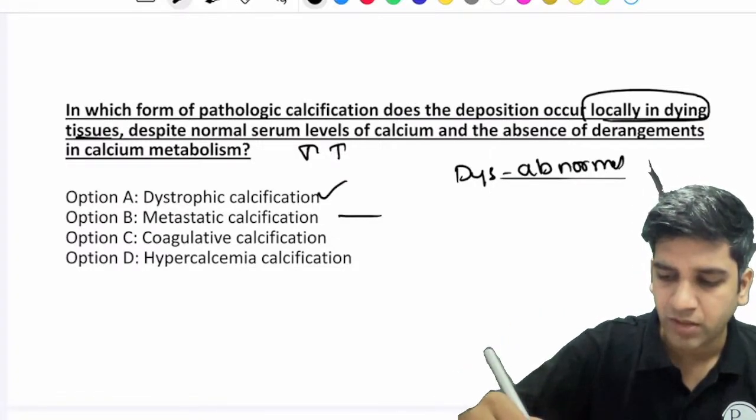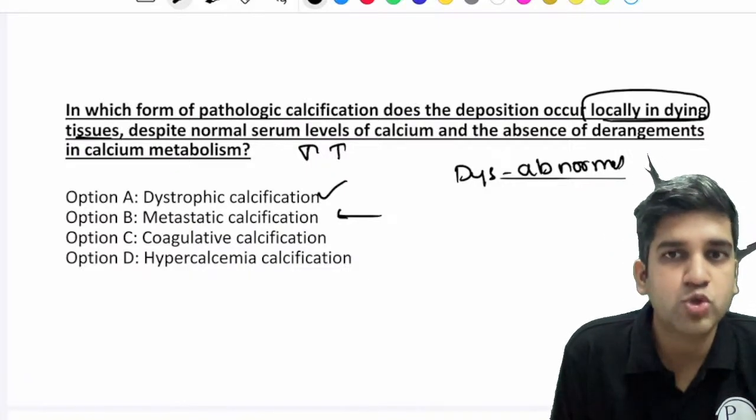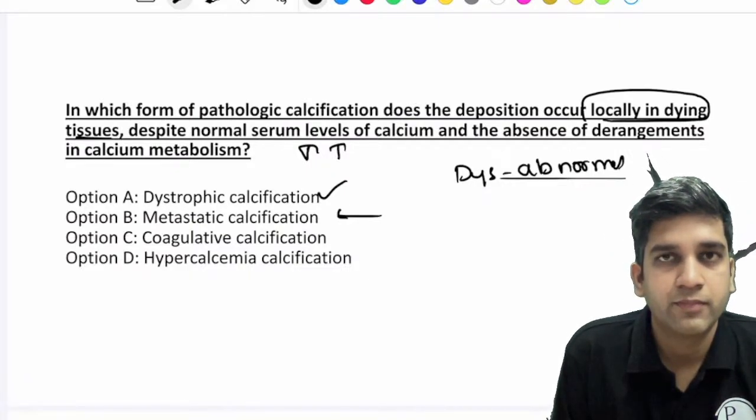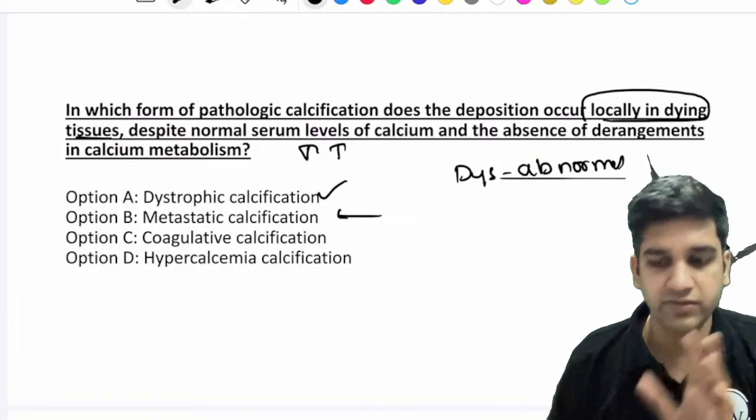Just to complete, what will be the serum calcium levels in case of metastatic calcification? Normal, reduced, or elevated? Perfect. It has to be elevated, right? So it has to be elevated in case of a metastatic calcification. It will be normal in case of a dystrophic calcification. Fine. That's the difference here, right?